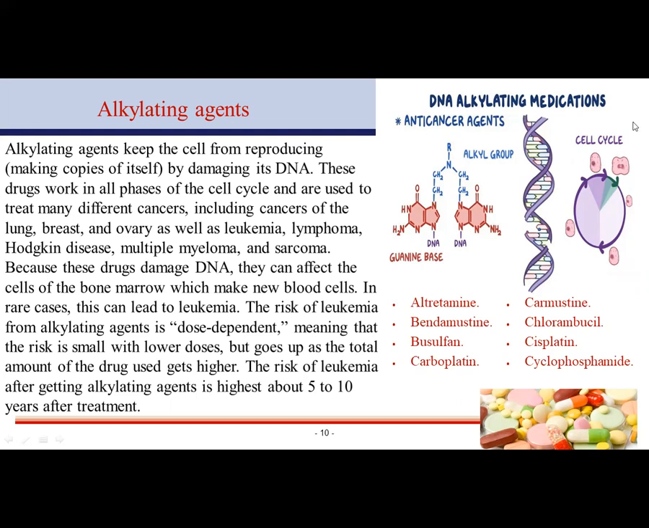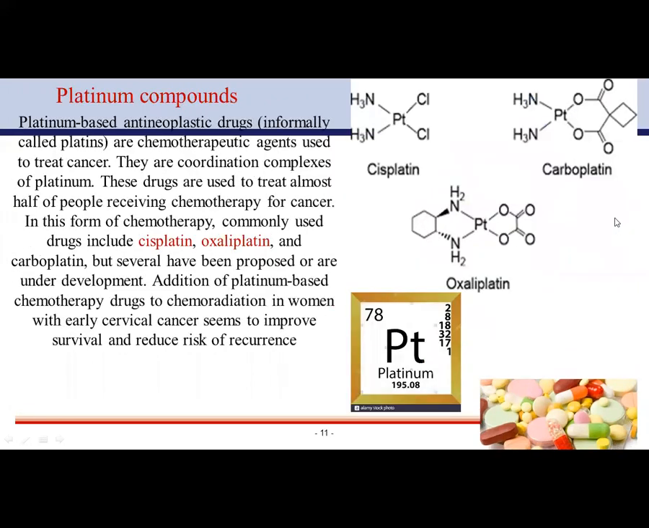DNA alkylating medications are anti-cancer agents that add an alkyl group to the guanine base, in any phase of the cell cycle. Examples include altretamine, bendamustine, busulfan, carboplatin, carmustine, chlorambucil, cisplatin, cyclophosphamide.